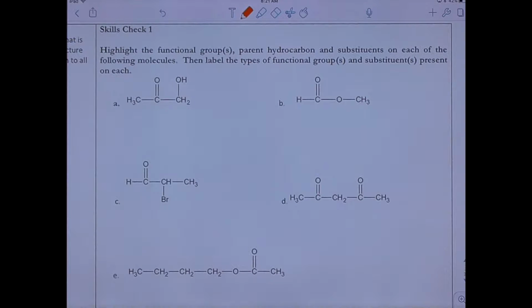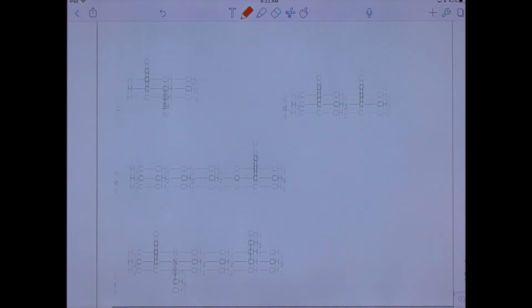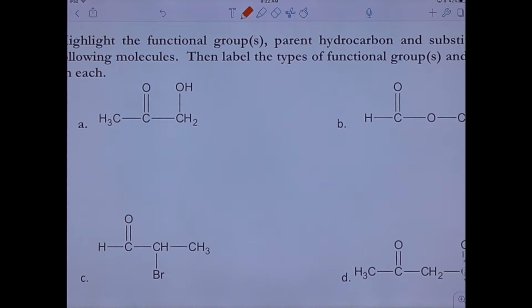So try to highlight what your functional groups are and the parent hydrocarbon, the substituents. So remember the functional group was in red and the backbone, the basis is blue, and the substituents were green. And then once you've got the functional groups highlighted, see if you can identify what kind they are. Write a label for them. It's an acyl halide or whatever. I'll let you work on A for just a minute and then I'll show you what I mean before you practice the rest of the page.